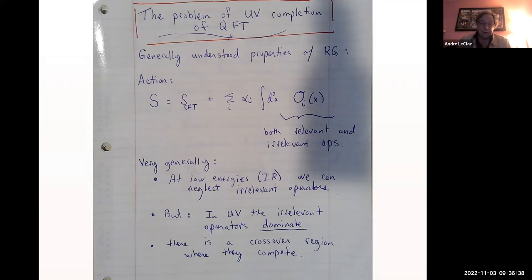We do that all the time. That's why they're called irrelevant. IR does not stand for irrelevant. You know, for example, just gravity right away is a perturbation by irrelevant operators, and we don't need to know quantum gravity to make predictions on the standard model.